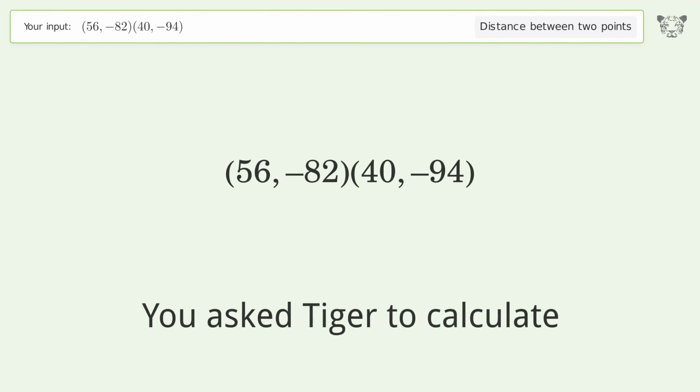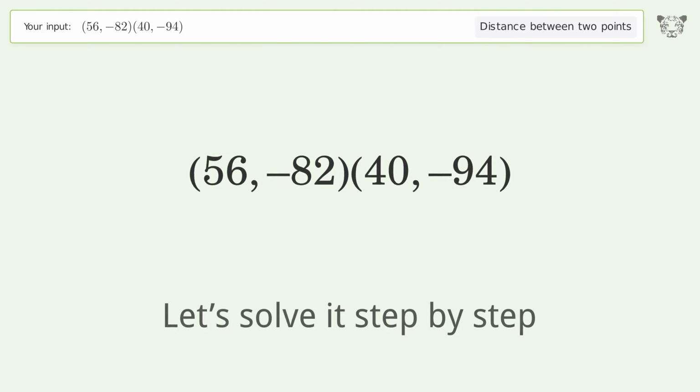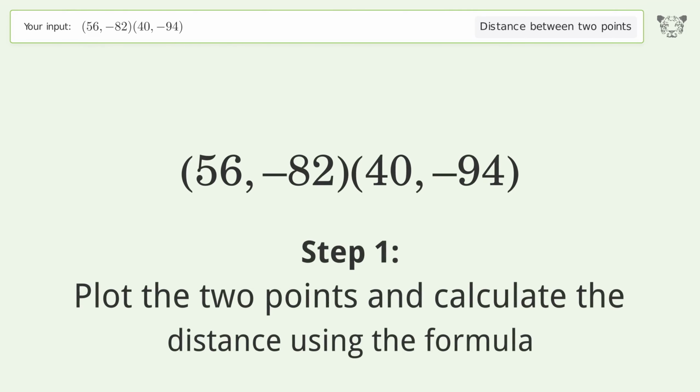You ask Tiger to calculate. This deals with the distance between 2 points. The distance between the 2 points is the square root of 400, or 20. Let's solve it step by step. Plot the 2 points and calculate the distance using the formula.